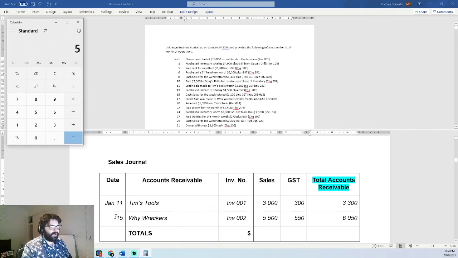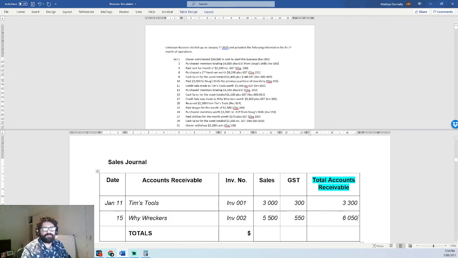So 5,500 multiplied by 0.1 gives us 550. Then we can go plus 5,500 is 6,050. We can double check by going 5,500 multiplied by 1.1. Look at that. Numbers work both ways. So we see that does indeed add up.